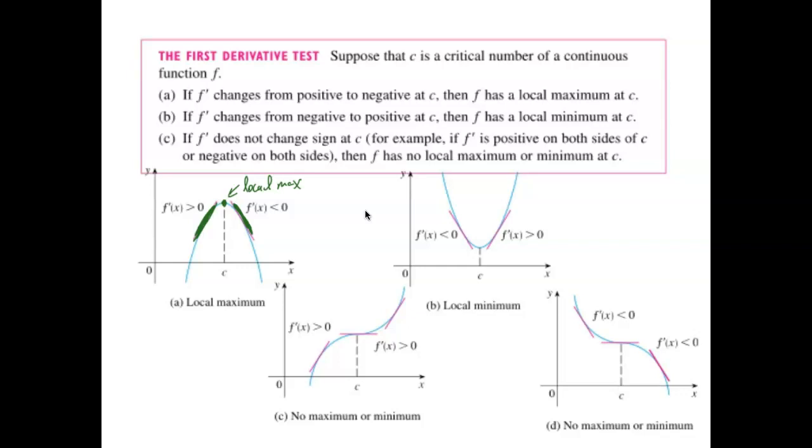If the derivative changes from negative to positive at a critical value c, so my derivatives go from negative slope to positive slope, then c must be the location of a local minimum.